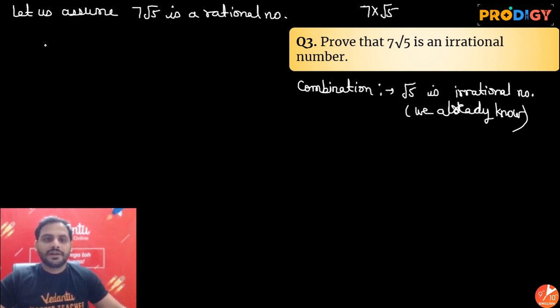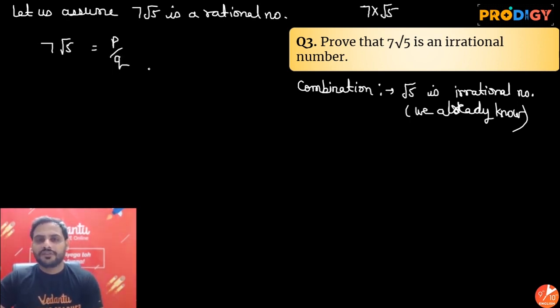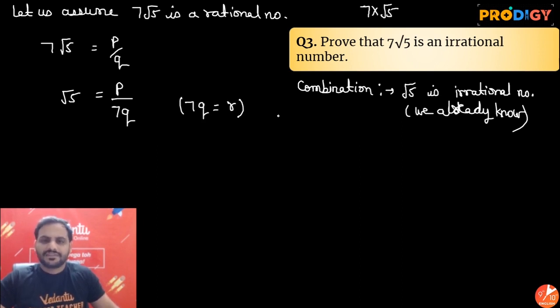If it is a rational number, I can write 7 root 5 in the form of p by q. Shift 7 over there, so root 5 is equal to p by 7q. Let's say 7 into q is some integer r. 7 into q by q is an integer, 7 is also an integer. So integer into integer will become some integer. I can say I have got root 5 is equal to p by r.